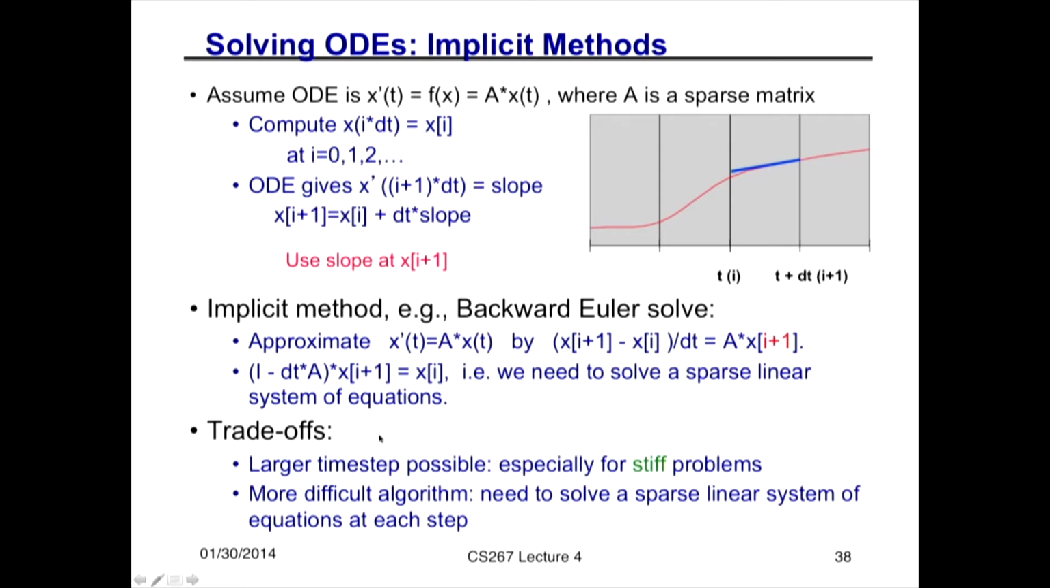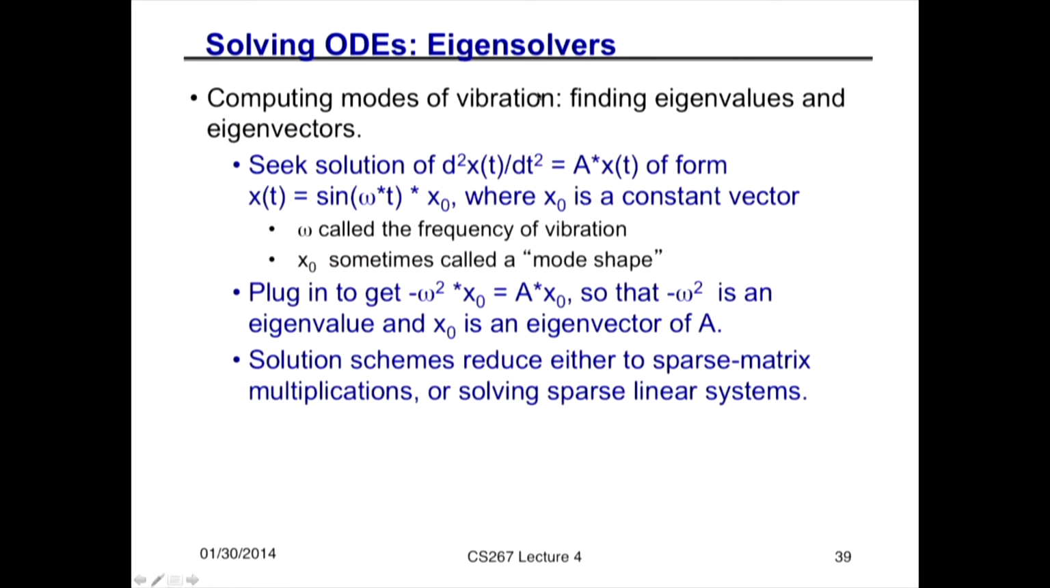Okay, the last example that I wanted to motivate was finding the modes of vibration, eigensolvers. And so I just want to say where that comes from physically. So remember, my differential equation was x prime equals Ax. So what's the mode of vibration? Well, it's x double prime equals Ax. So just think of this as the acceleration equals the force divided by the mass. That's one way, or Hooke's law. You know, I've stretched the spring by a certain amount, and that tells me what the force is on a particular node.